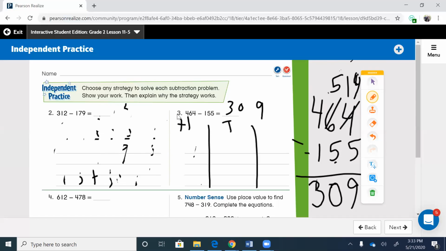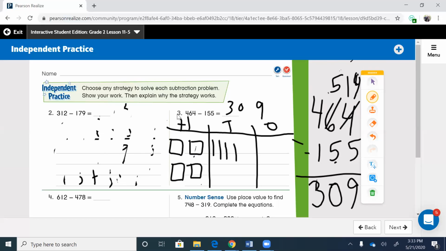Now we're going to draw it. Hundreds, tens, ones. First thing you have to do is draw the big number. That's 464. So 4 hundreds, 1, 2, 3, 4. 6 tens, 1, 2, 3, 4, 5, 6, and 4 ones. Now we're going to subtract 155. Take away 100. Take away 5 tens. 1, 2, 3, 4, 5. And take away 5 ones.